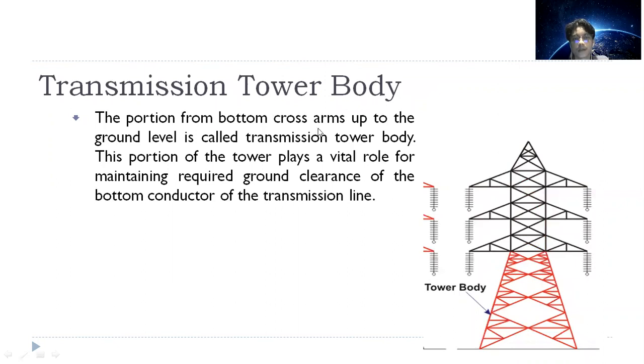Next, transmission tower body. The portion from the bottom cross arm up to the ground level is called the transmission tower body. This portion of the tower plays a vital role in maintaining accurate ground clearance of the bottom conductor of the transmission line.